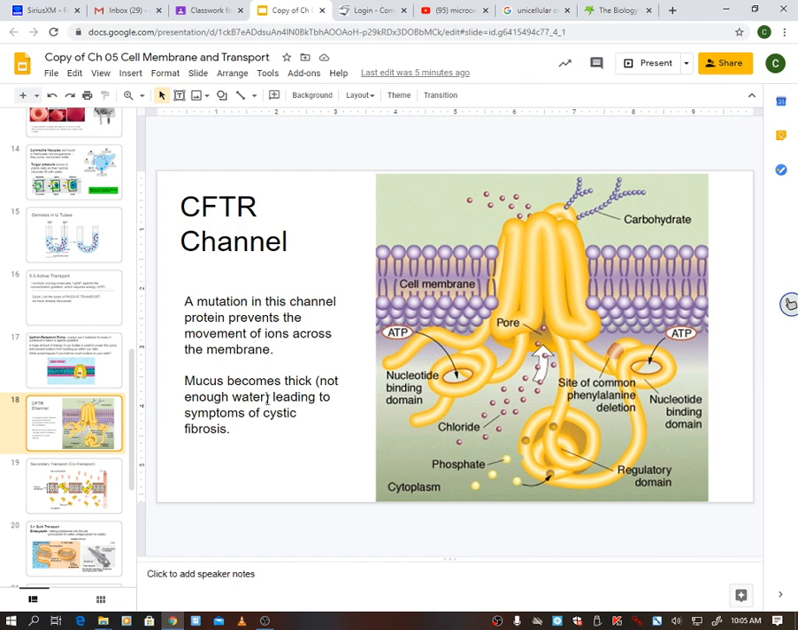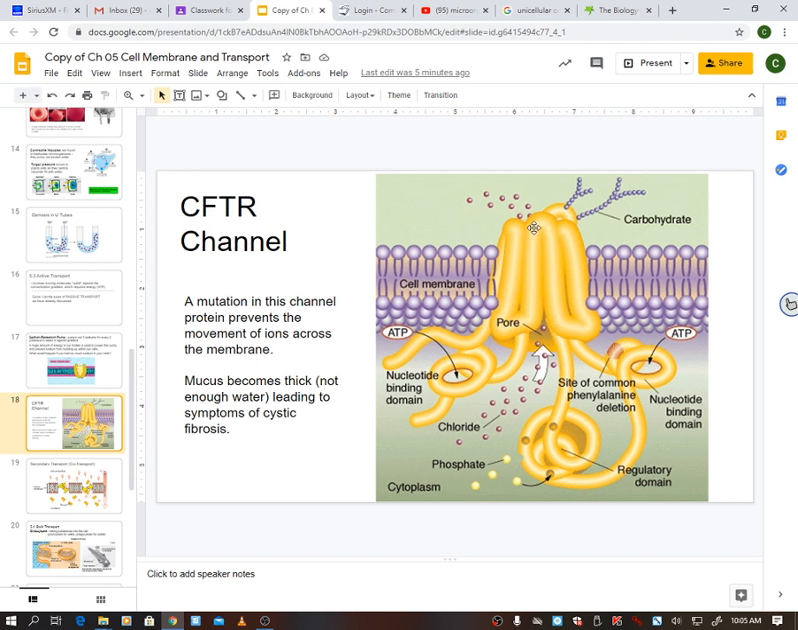Mucus becomes thick and there's not enough water, leading to symptoms of cystic fibrosis. Now, I'm not going to go in too much depth on this one for the simple fact that we will do a case study on cystic fibrosis, and we will look at all the different things that can happen to this channel to cause it to not work, and we can also look at the drugs that have helped. And we can also look at the certain cystic fibrosis cases where the drugs cannot help, just depending on the genetics.